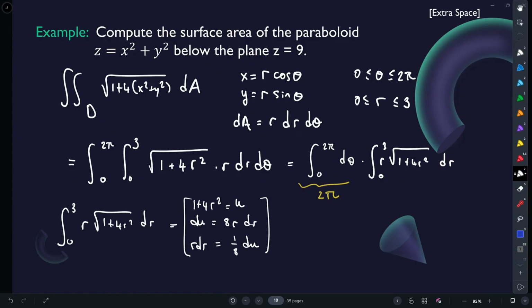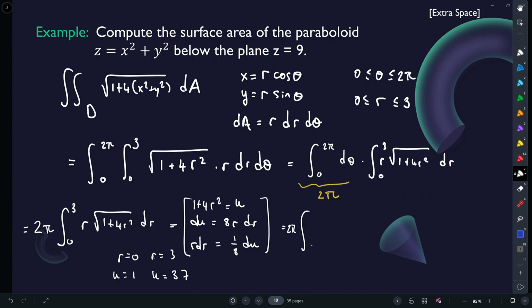And the limits also change. When r is 0, u is already 1, and when r is 3, u will be 3 squared times 4, which is 37. So this is the integral from, let me keep track of that, 2 pi.